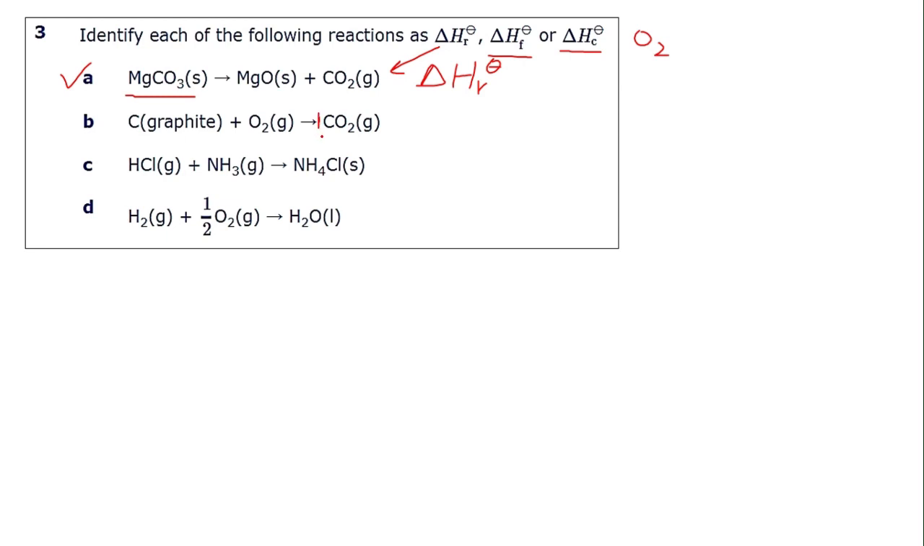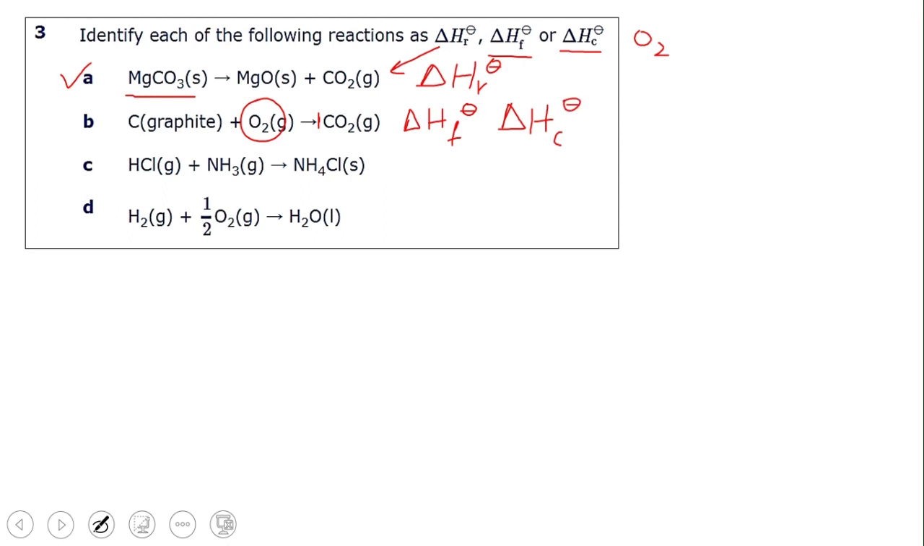The number written at the start is the number of moles, so here it is 1. It means this is delta HF, delta H formation. It will also be delta H combustion because we have oxygen on the reactant side. So we will write it as delta H formation and delta H combustion.